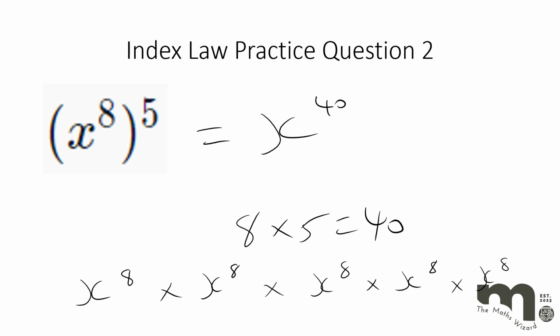And as you can see, if you added together 8, add 8, add 8, add 8, add 8, you would still end up with 40 if you wanted to go a long-winded way of trying to figure this out.